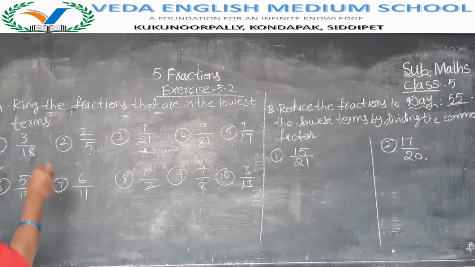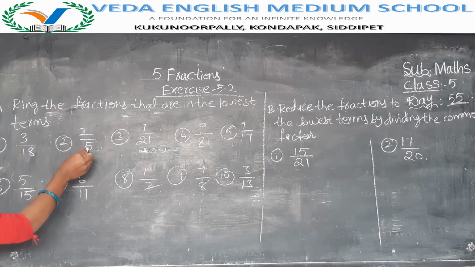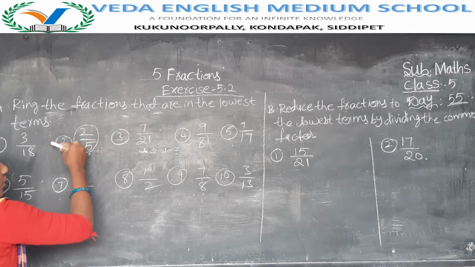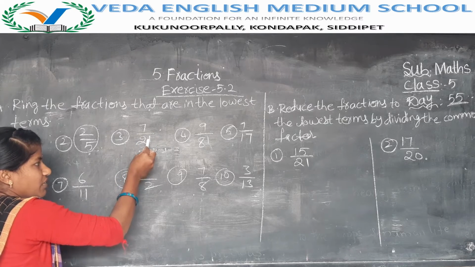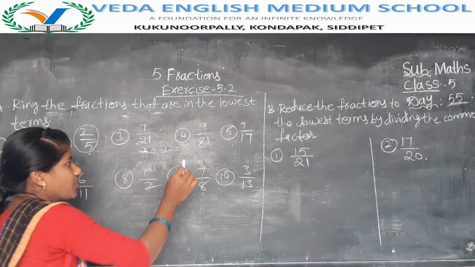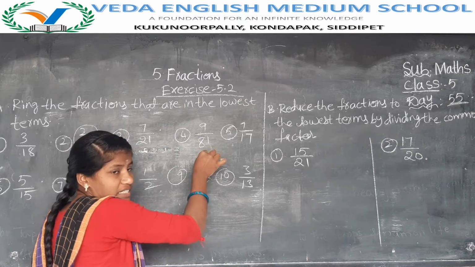ఇది చూడండి, 3 and 18 both are not in lowest form because 3 is divisible by the 3 table, 18 is divisible by the 3 table. Then it is not in the lowest form. 2 by 5 both are prime numbers, so it is in lowest form. 7 and 21. In the 7 table 7 is possible, 21 is possible, so it is also not in the lowest form. 9 and 81. In the 9 table both are possible. 9 ones are 9, 9 nines are 81.